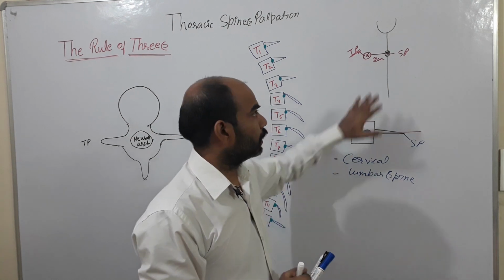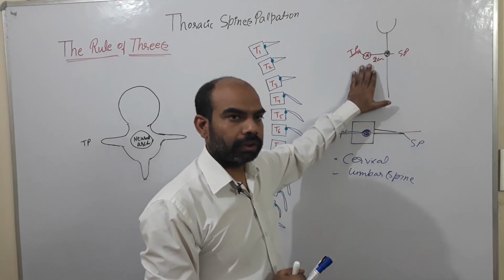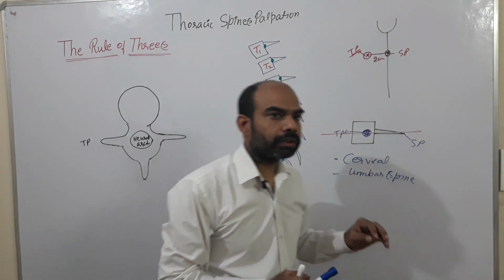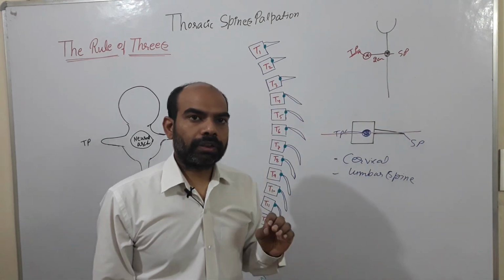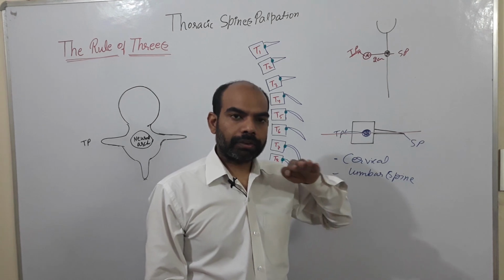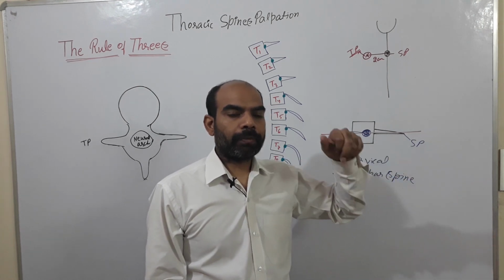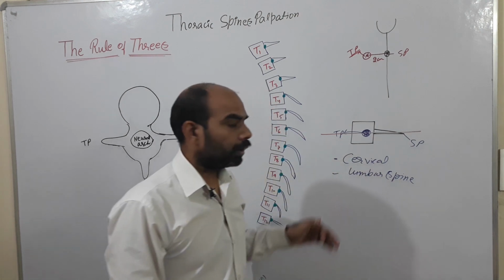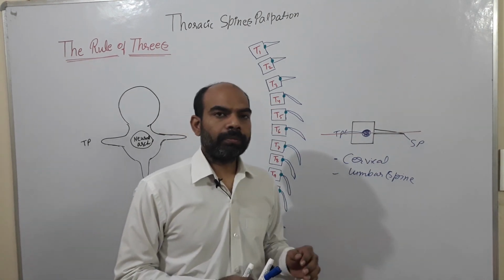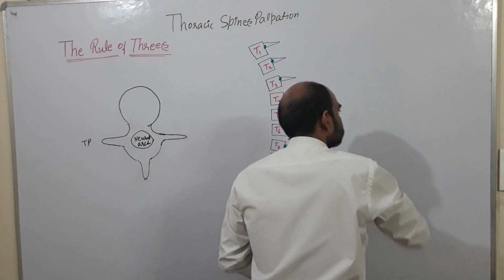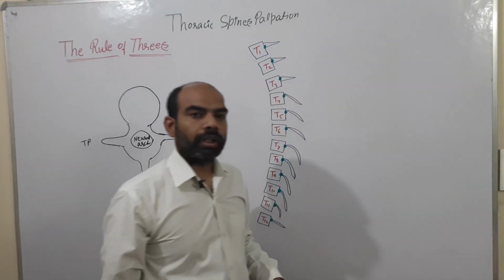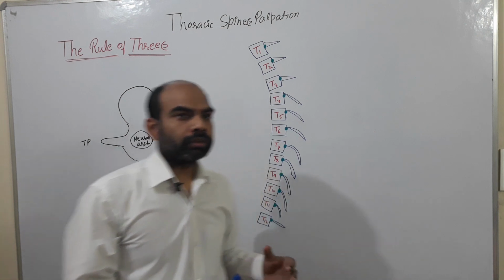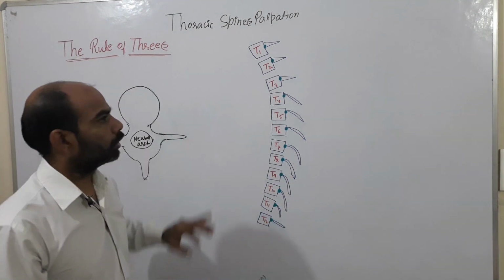But this is for cervical and the same for lumbar vertebra, because the spinous process is always straight, and if we palpate the spinous process we are on the same vertebra. But in case of the thorax it varies from vertebra to vertebra. In the thorax, to understand this, we follow the rule of 3.